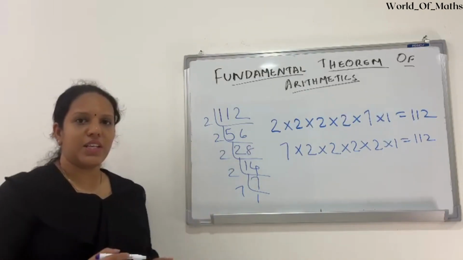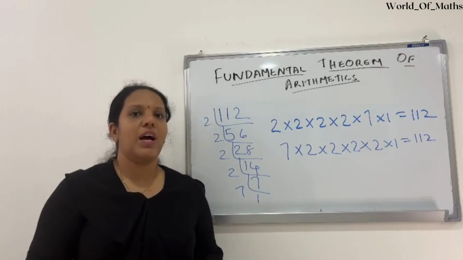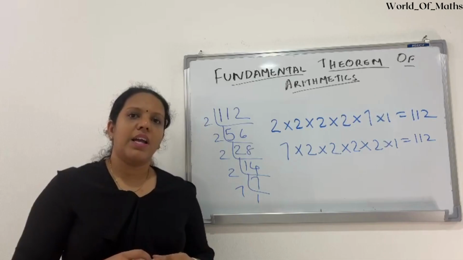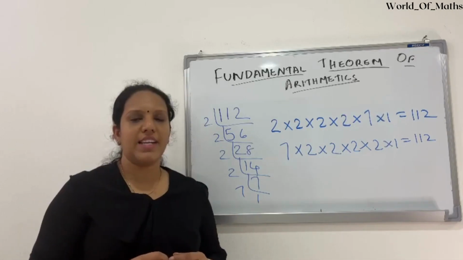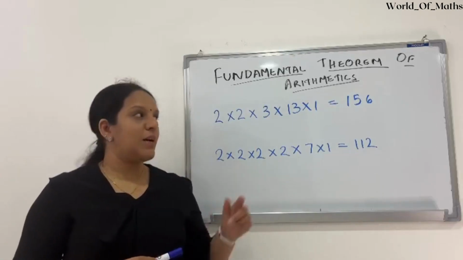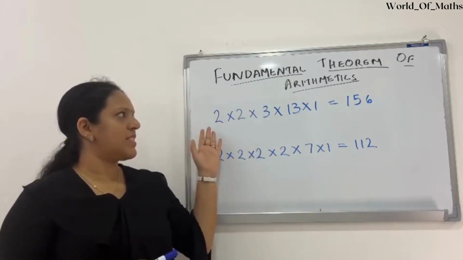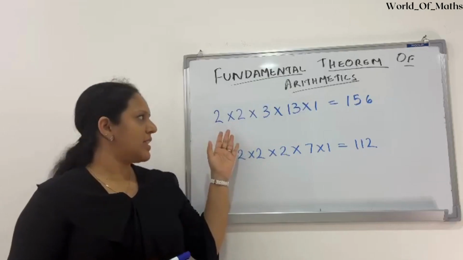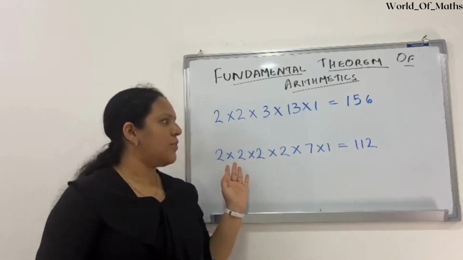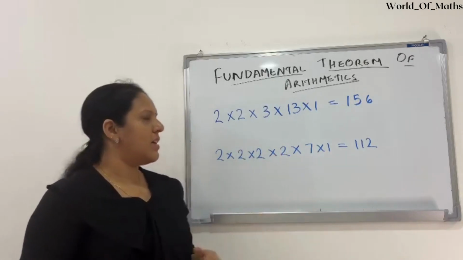I hope you are clear on what the fundamental theorem of arithmetic is. Now let's see the application of this theorem in finding the HCF and LCM of numbers. We have seen that number 156 can be expressed as a product of its prime factors, and 112 can be expressed as the product of its prime factors.